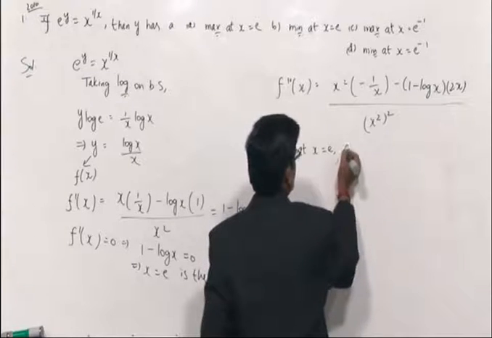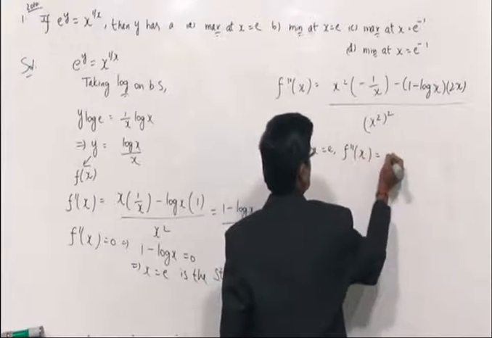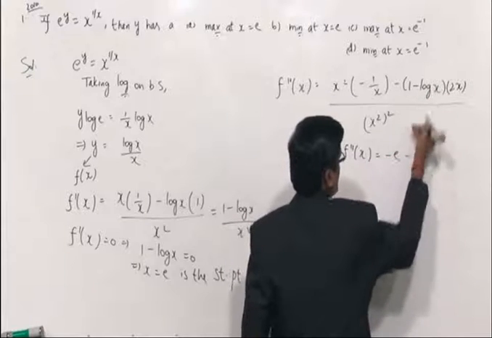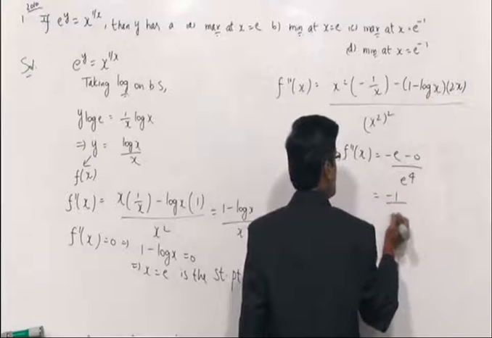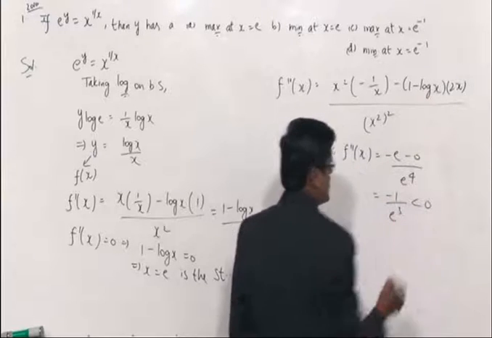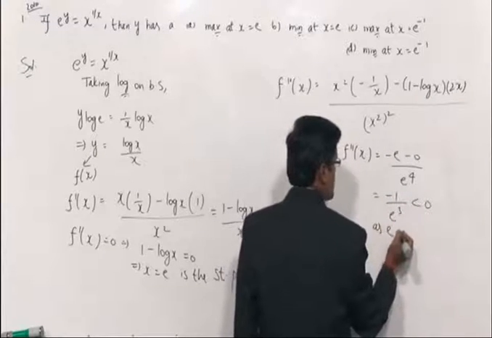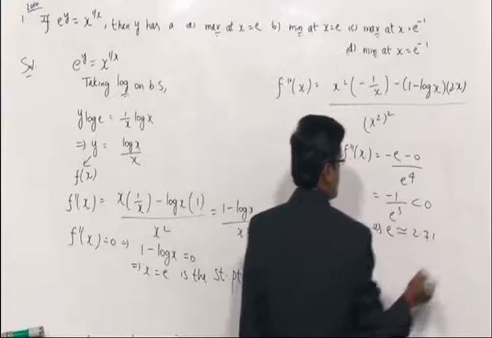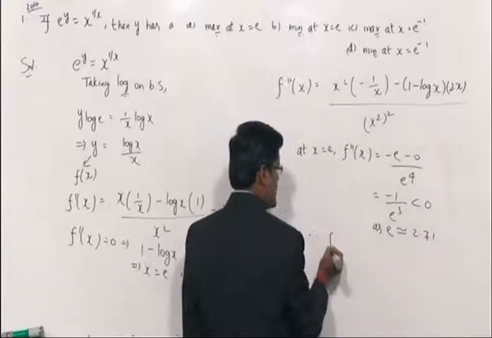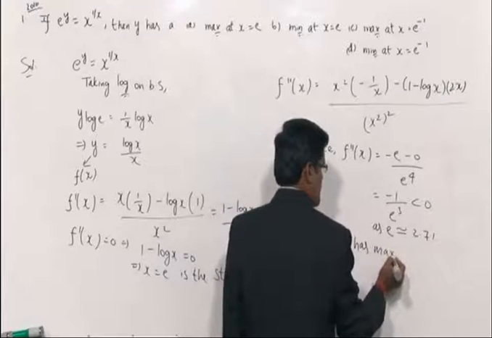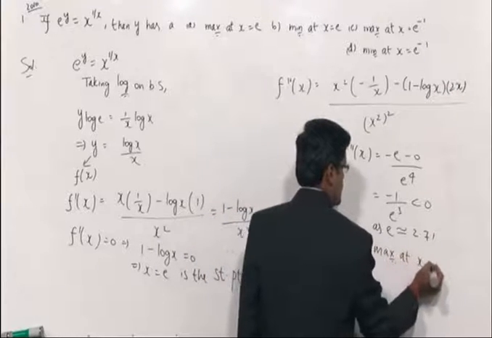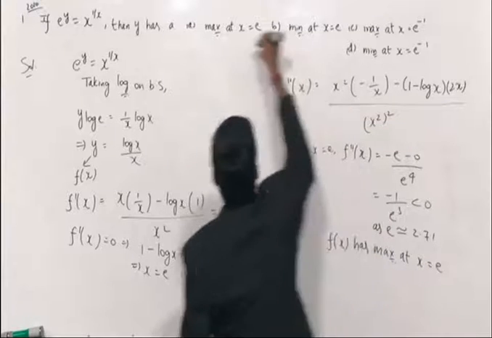At x is equal to e, what is f double dash x? This simplifies to minus e, logarithm e value 1, 1 minus 1 value 0, divided by e raised to 4. This simplifies to minus 1 by e cube, which is always less than 0, as e is approximately equal to 2.71. So, second derivative less than 0 means f of x has a maximum value at x is equal to e. So accordingly the option is A.